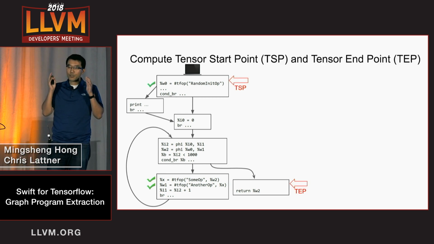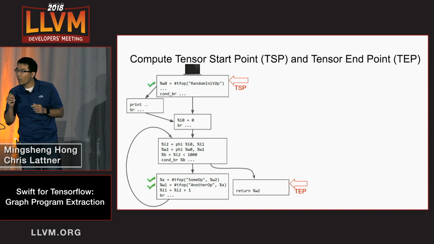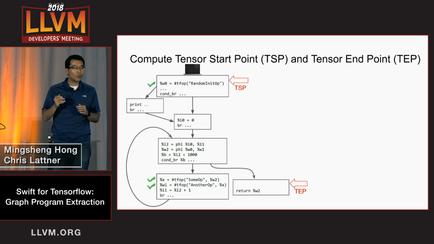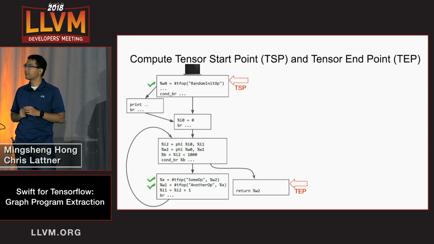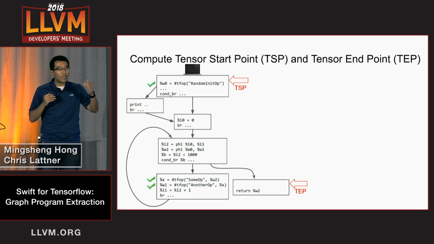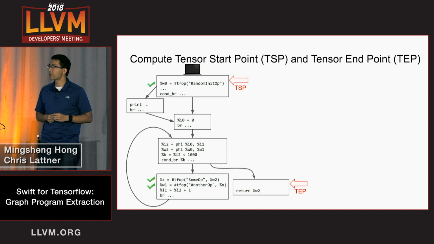Next, we define tensor start point to be the first tf_up instruction. We also define tensor endpoint. Usually it points to the last tensor instruction, but we also require that the endpoint post-dominate the start point. So in this example, it points to the first instruction in the exit block. Together, the start and endpoints mark the boundaries of the tensor program region, and from that region, we will later extract the graph function.